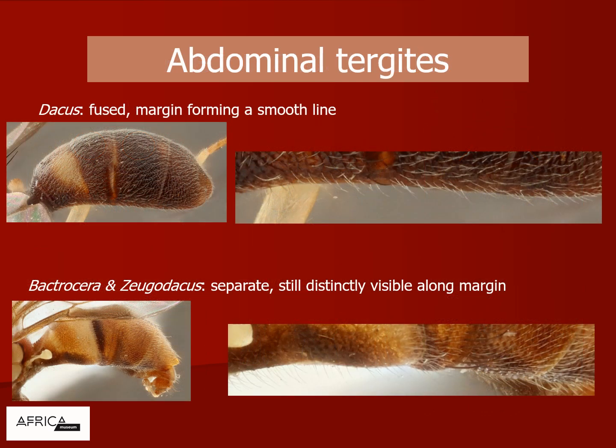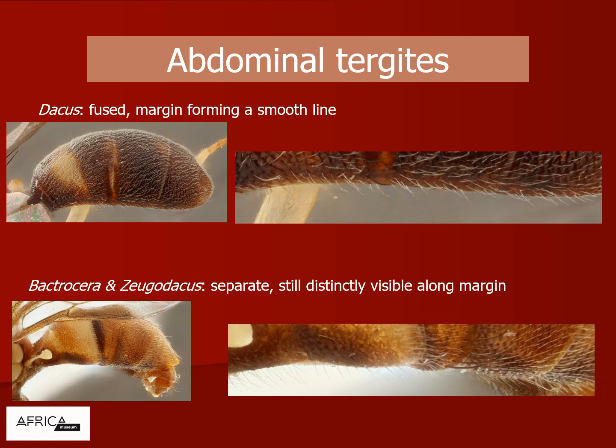The following slide deals with the second differentiating morphological character, the abdominal tergites. On the left-hand side, you see the abdomen in lateral view. The image on the right-hand side shows a close-up of the lateral margins. The top images are typical of all Dacus species. Here you see that the different abdominal tergites are fused together, forming one smooth carapax. The margins of the different tergites are fused to one another and the margin forms one smooth line. This state is found in all Dacus species.